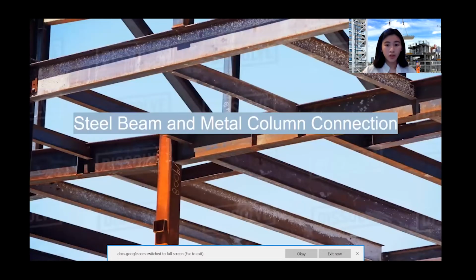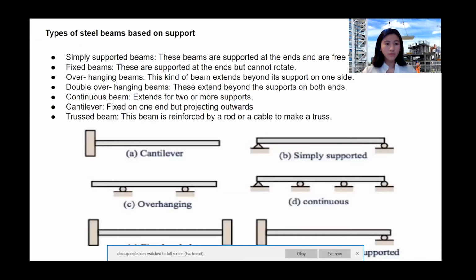Steel beam and metal column connection. So, types of steel beam based on support. To summarize it, there are simply supported beams, fixed beams, overhanging beams, double overhanging beams, continuous beam, cantilever, and trussed beam.